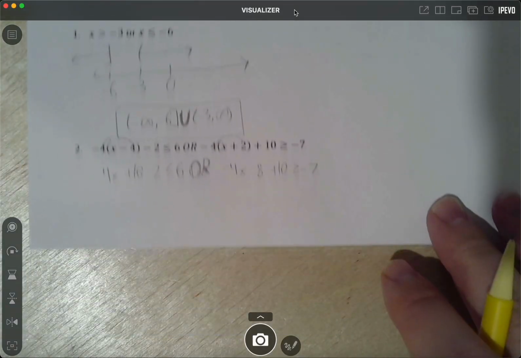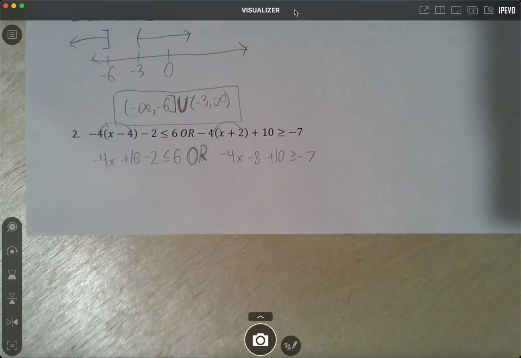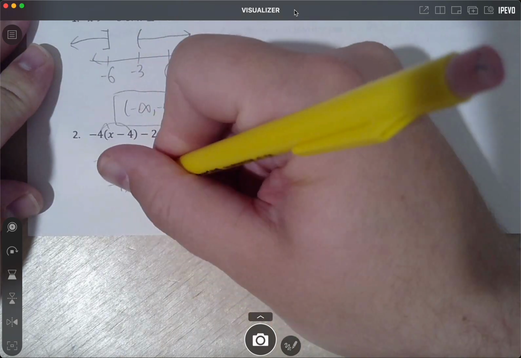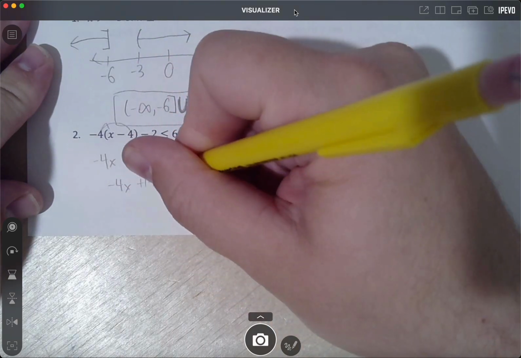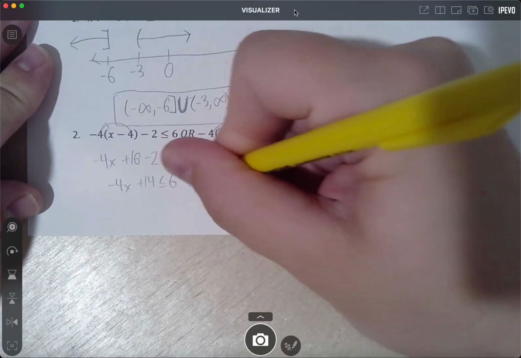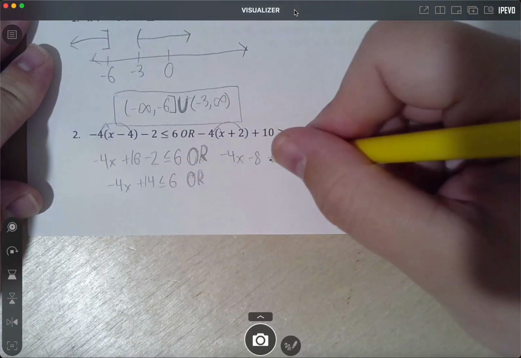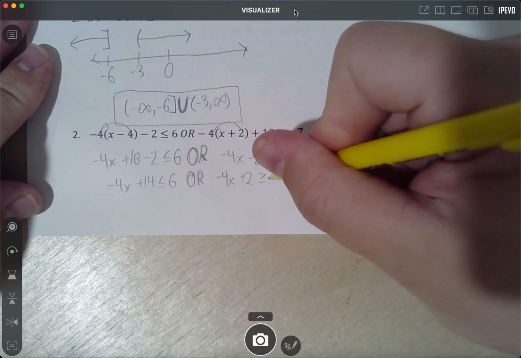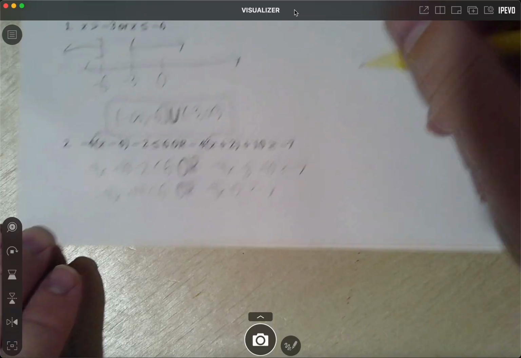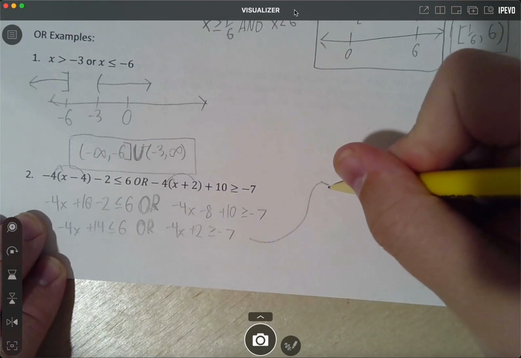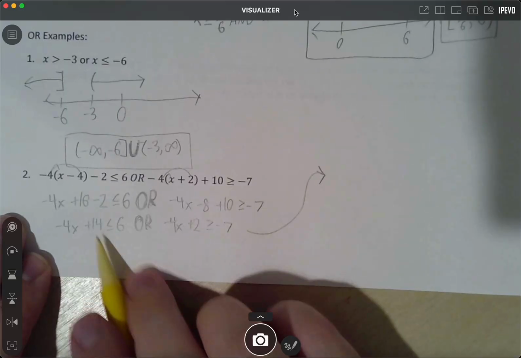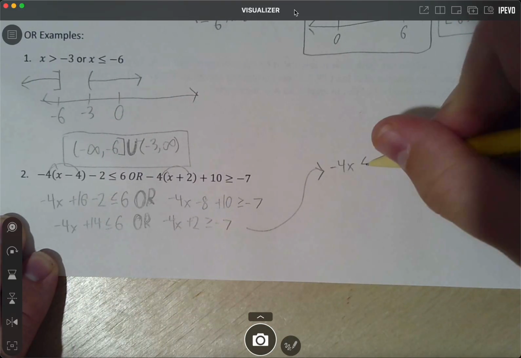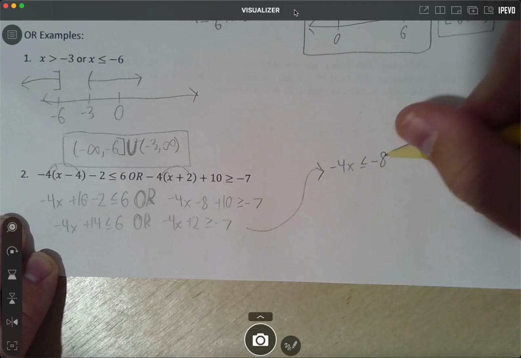So far, again, just to say it out loud, all I've done is the distributive property. Let's combine our like terms before we start moving stuff around. It's going to be negative 4x plus 14 is less than or equal to 6. Still "or". And then that's negative 4x plus 2 is greater than or equal to negative 7. All right. Again, I'm solving both as I go here. So the next step would be to move over the 14 and move over the 2. So now I've got negative 4x. If I move over that 14, it will be negative 8.